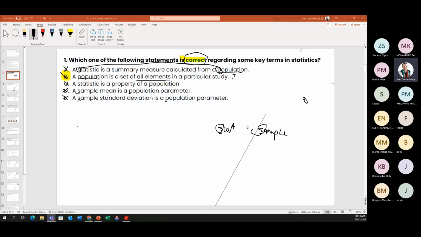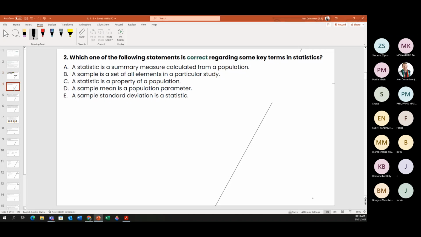Okay, so basically, again, something on statistics and population. So basically, looking at sample versus population again. Which one of the following statements is correct? Okay, so in this one, they were really on the idea of a correct thing. So very important again. So let's look.